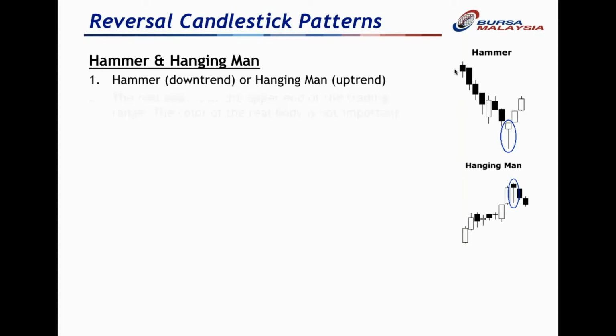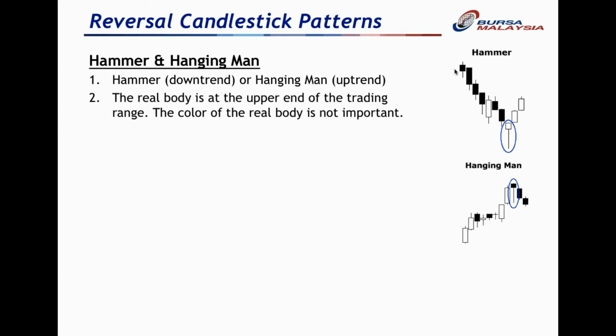And you see that the candlestick itself looks like a hammer. And the candlestick itself also looks like a hanging man, because just imagine somebody is hanging there at the top of the ceiling. So when you see a hanging man, it means that the guy is dead, and the price is likely to reverse. When you see a hammer, it also means that the downtrend is about to be over, and the price is likely to reverse.